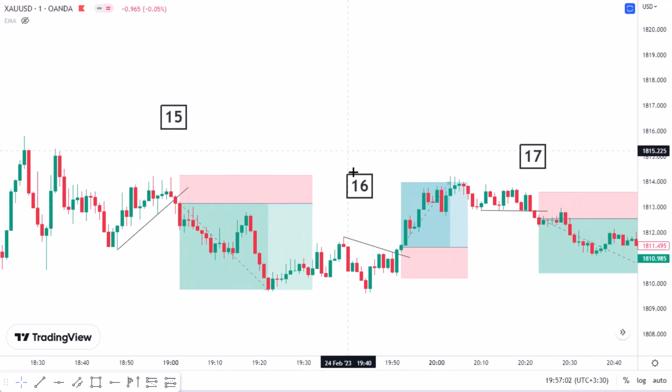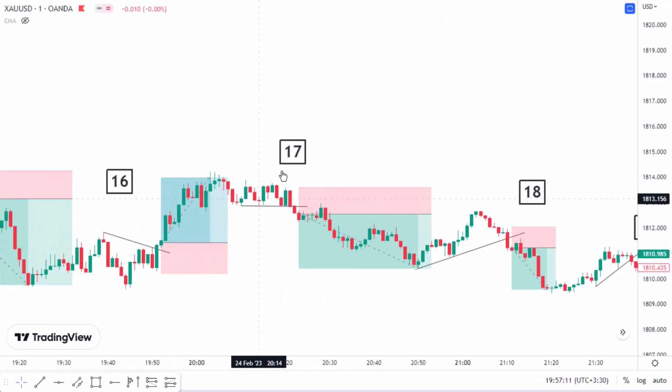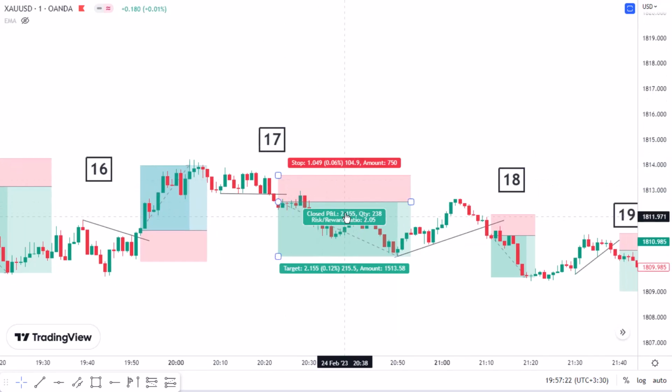On trade 16 we have this trend line broken with this candle, we enter the position, set our stop loss, and it gives us RR2. On trade 17 we have a trend line here with actually 4 touches. On the fifth time it breaks it, we enter the position, set our stop loss, and it gives us RR2.